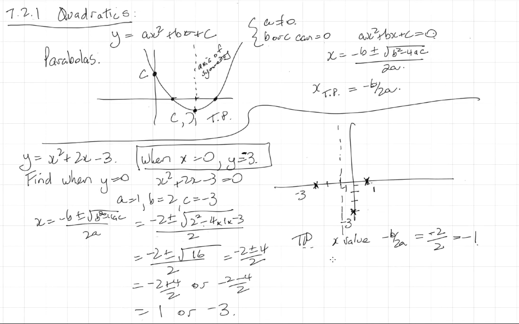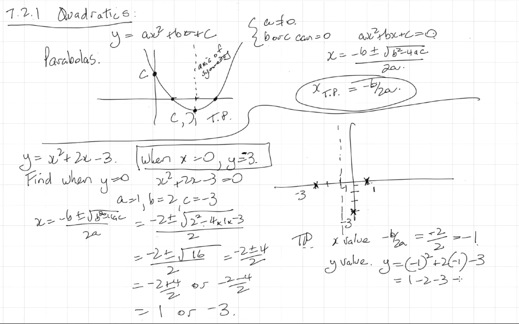Now to work out the y value, we've only got the formula for the x value, but we put that x value back in the equation. So y equals x squared, so negative 1 squared, plus 2x plus 2, negative 1, minus 3. So that's 1 minus 2 minus 3, which is equal to negative 4.